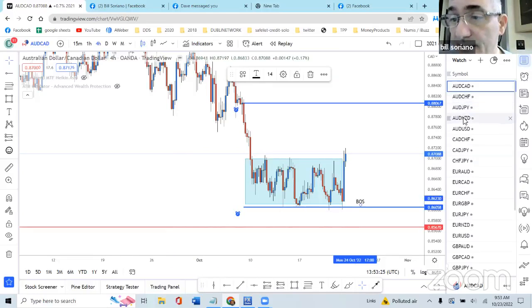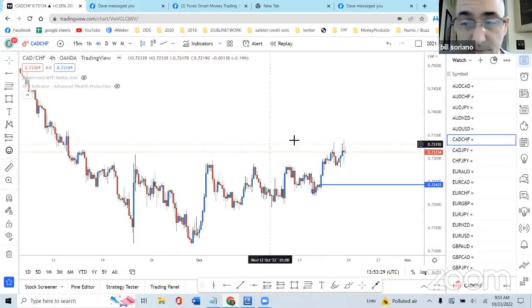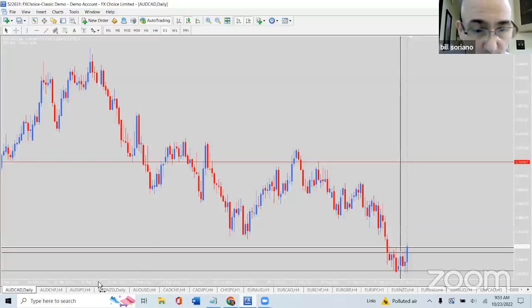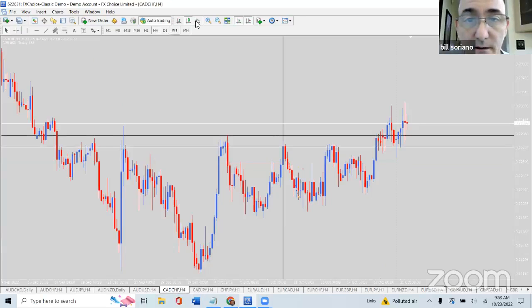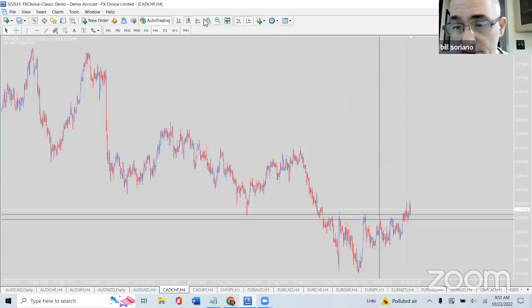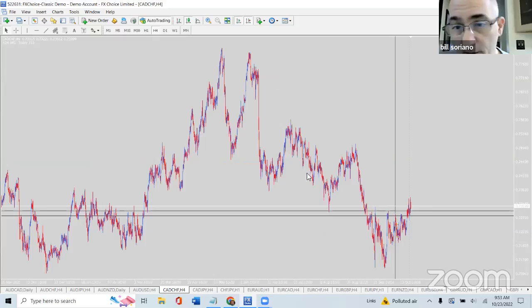So let's look at another one. Let's look at CAD CHF. Okay. So let's look at the 4-hour chart and see what we see. Obviously, it's been in a downtrend, right, for a while.